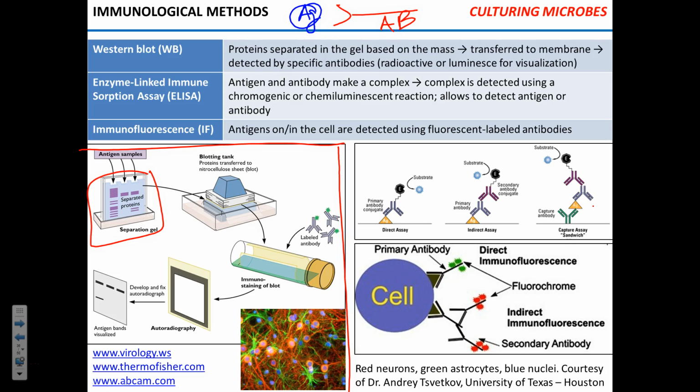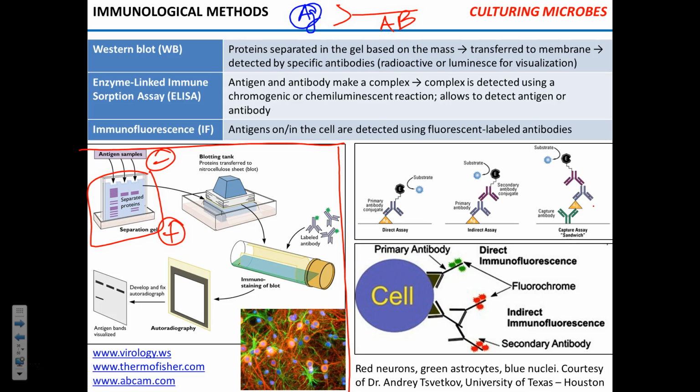Apply electricity to it. Proteins are charged, so they're going to go from negative to positive charge. Does that make sense? Because they are negatively charged. Which ones, smaller or larger proteins, will go faster? Smaller. Smaller will go faster. So smaller will be on the bottom of the gel, larger will be on the top. Gel is awfully inconvenient to work with. Seriously, it's like this jello looking thing.